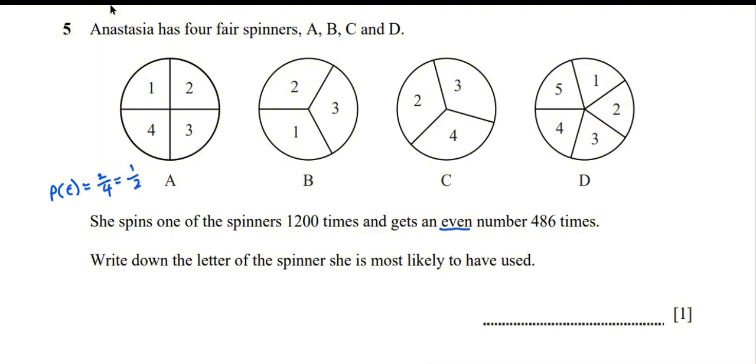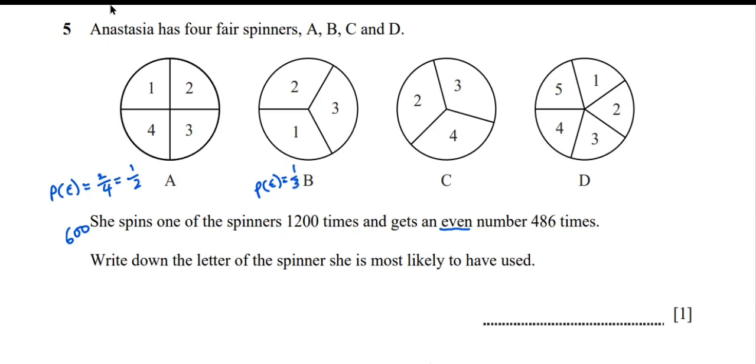So when you multiply 1 over 2 by 120 times, you are probably going to have your 600. So I've excluded C. So let's go to the B. B says that the probability of the even number there is equal to 1 over 3.